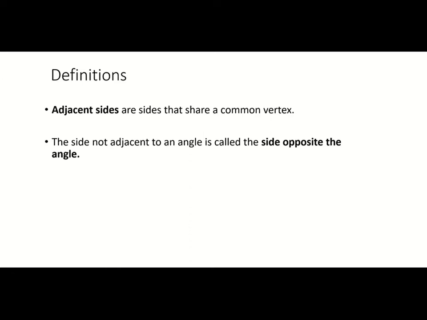So for instance, here's my triangle, and I'm going to name it ABC. Angle B right here, the side opposite angle B would be AC, so it would be this side right here. And sometimes what I do is I draw an arrow so I can find the side opposite. Adjacent sides would be something like AB and BC. They would be adjacent to each other.